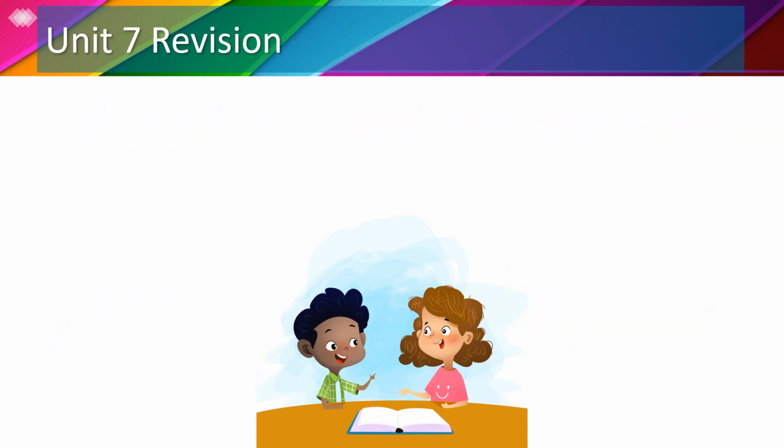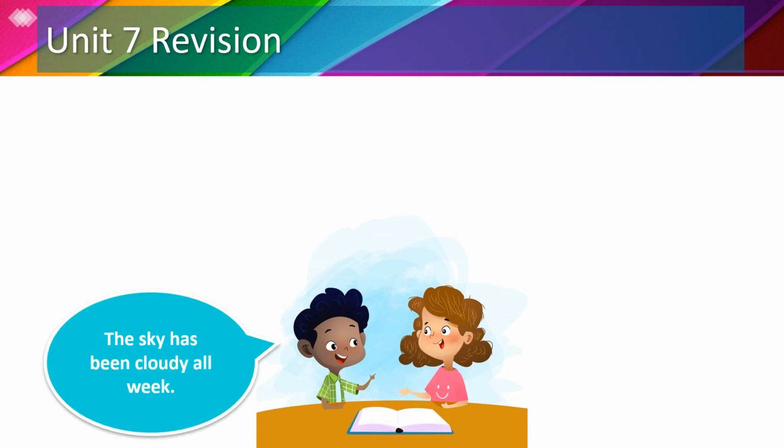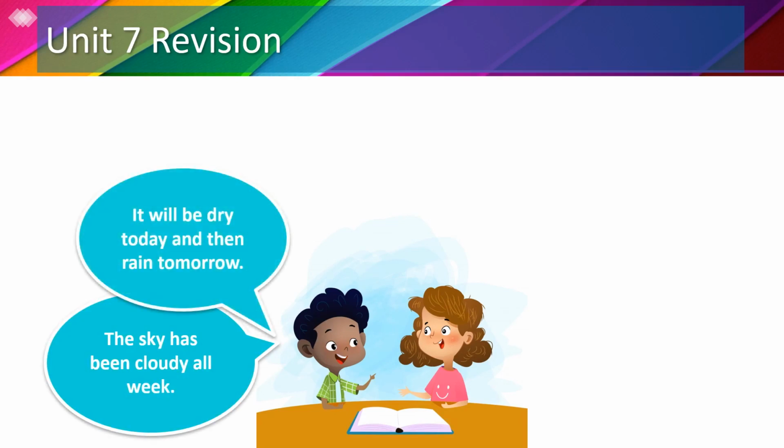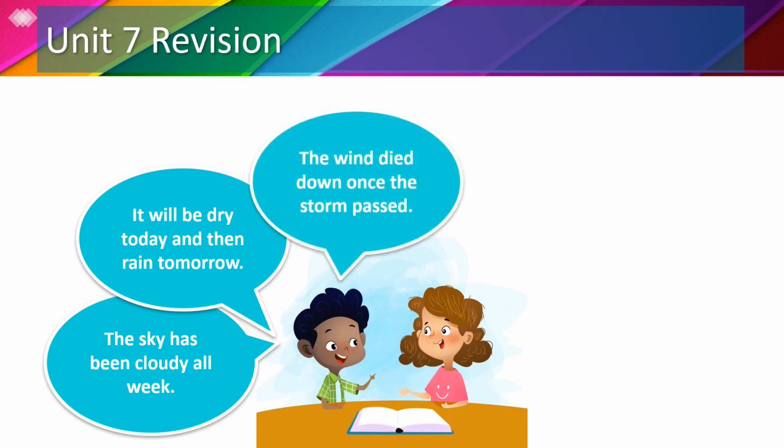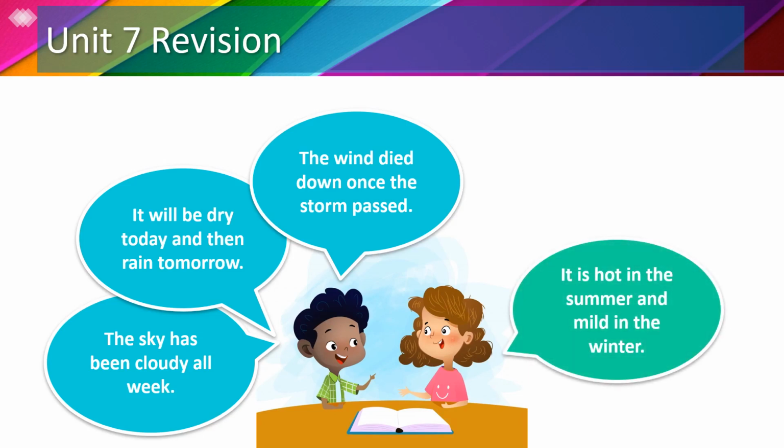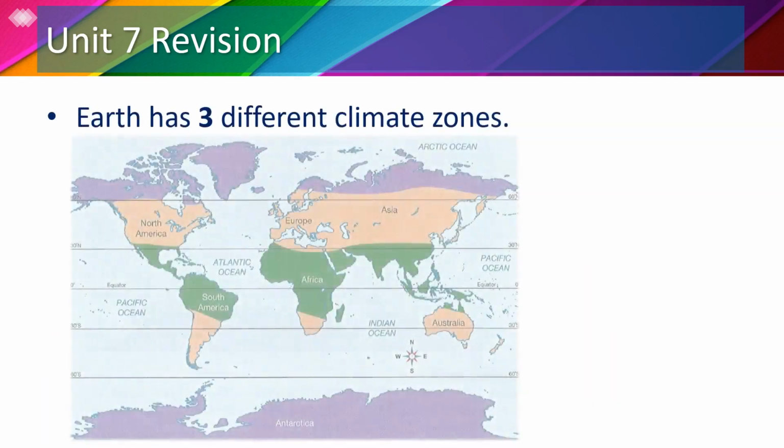For example, if you say the sky has been cloudy all week, or it will be dry today and then rain tomorrow, or the wind died down once the storm passed, these are all examples of weather. But if you say it is hot in the summer and mild in the winter, then you are describing the climate. We said that Earth has 3 different climate zones.